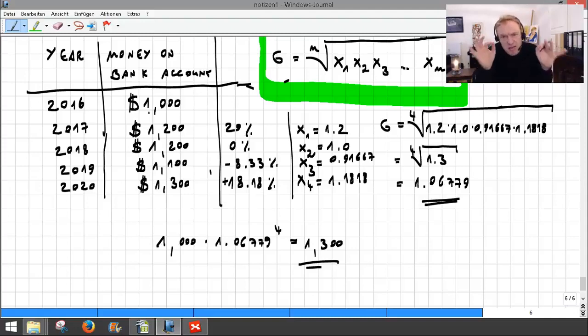If you computed it any different way, you'd be dead wrong. If you took the arithmetic mean of 20%, 0%, -8%, and 18.18%, summing them up and dividing by 4, it would be totally wrong. So if you have increases or decreases and you want to compute an average value, it is always right to compute the geometric mean. The geometric mean holds true for increases, for percentage points.